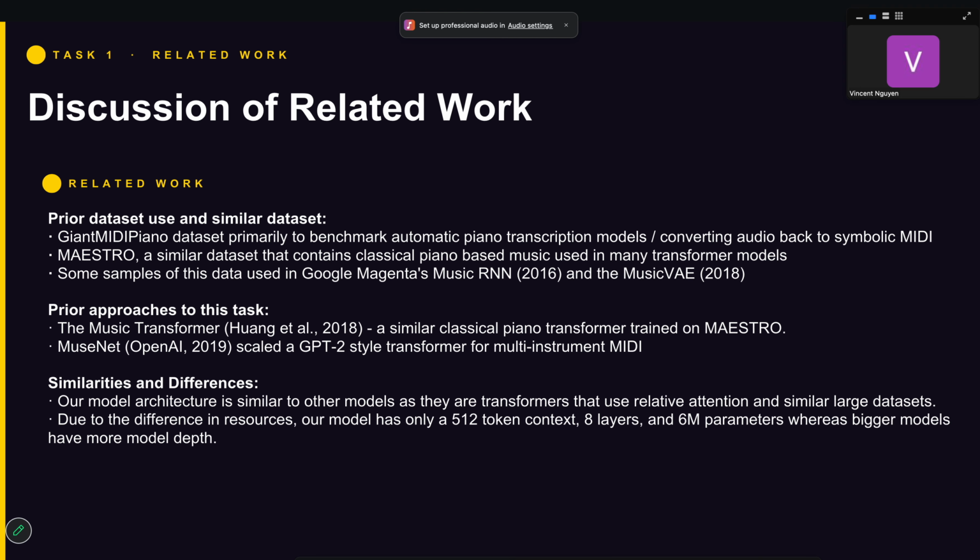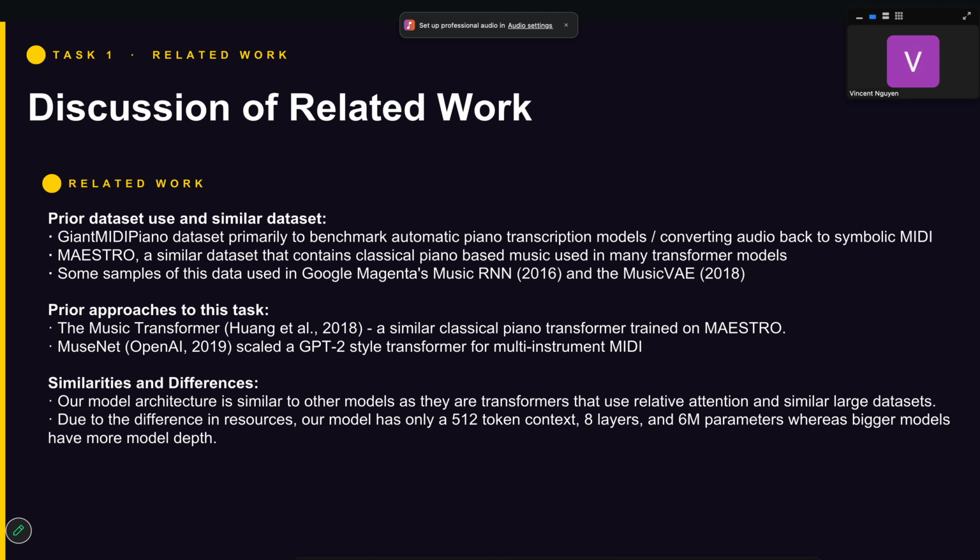So this slide goes over some related work. The Giant MIDI piano dataset is used primarily to benchmark automatic piano transcription models and also to convert audio back into symbolic MIDI. A similar dataset is Maestro, which also contains classical piano-based music. It's also used in a lot of transformer models. Some samples of this data are used in Google's Magenta Music RNN and also the Music VAE.